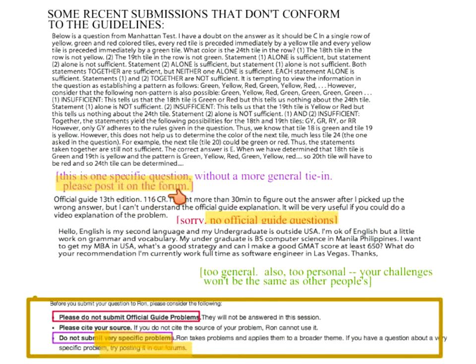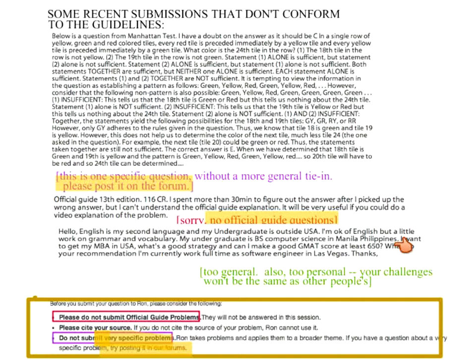This is an official guide problem. If you notice, when you actually log in to submit stuff, we will explicitly ask you not to do this. That doesn't stop some people from doing it anyway, but please don't. And then remember, personal questions, not great either.